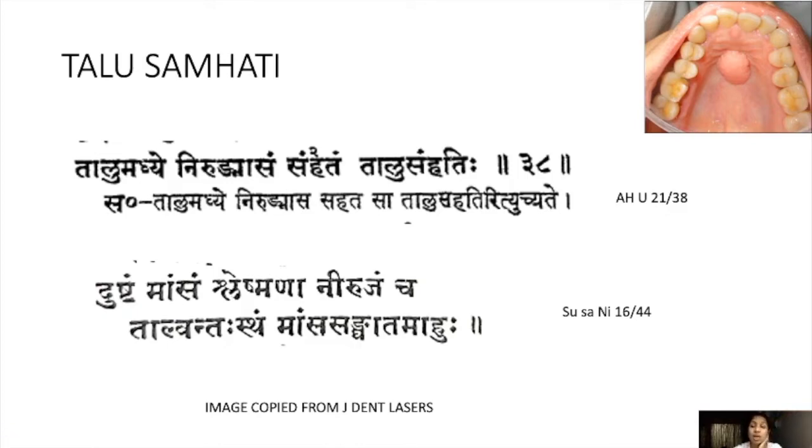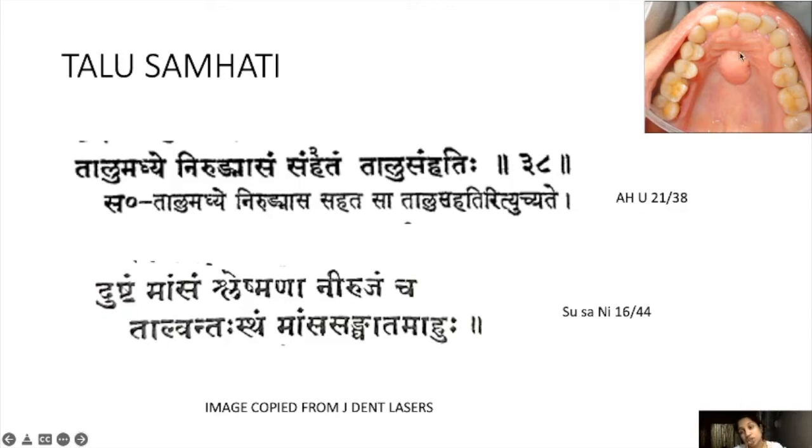So dushtam mamsam, the sleshma getting vitiated will vitiate the mamsa on the talu pradesha or under talu and causes the samhadam. This vitiated mamsa can be seen as a group on the talu madhya or talu andastam. That disease is known as talu samhati. So you can see here, right, the mamsa is getting crowded in one place. It's grouped in one place.